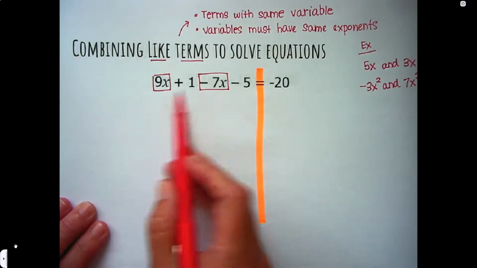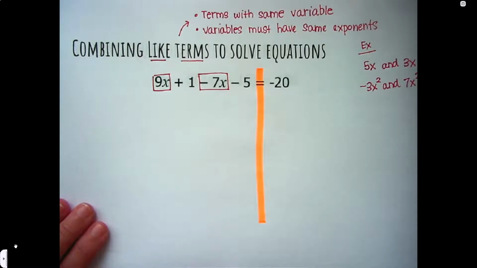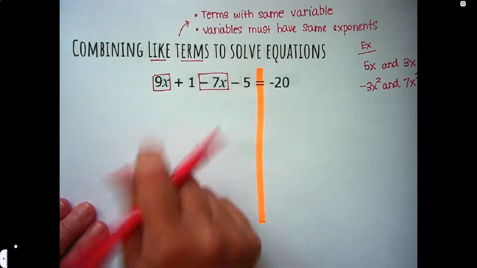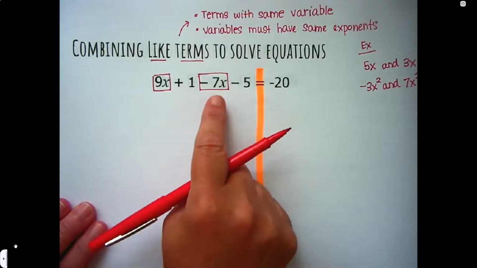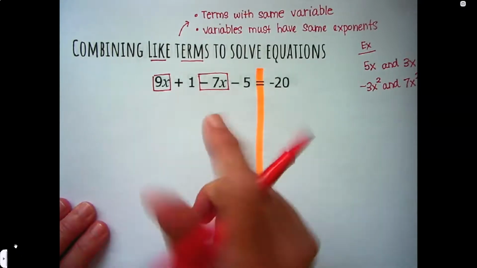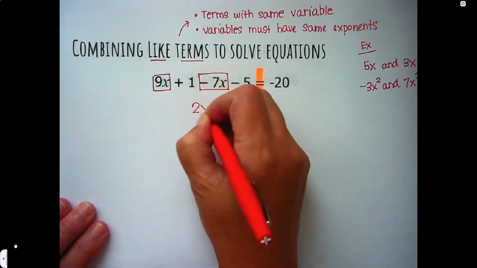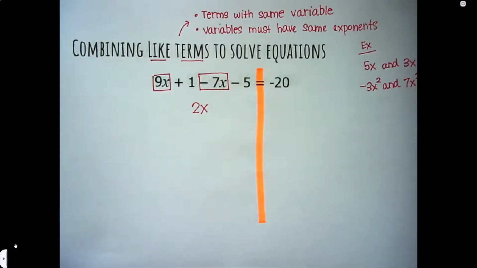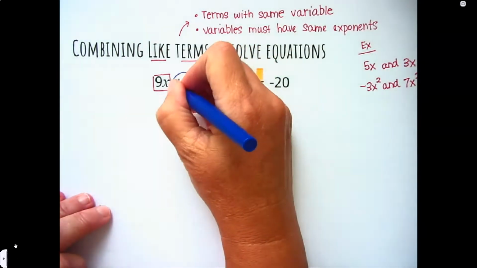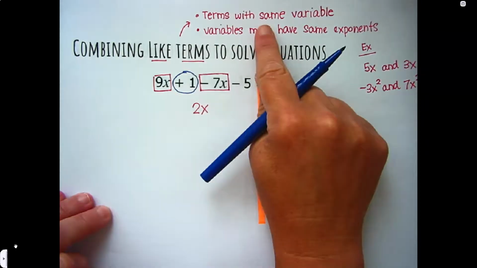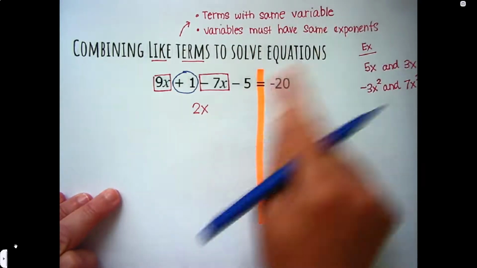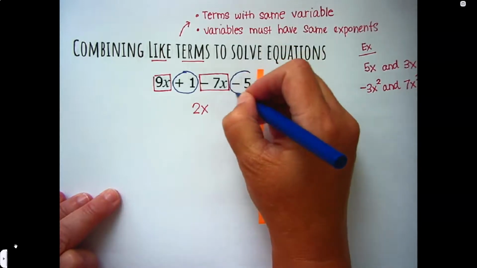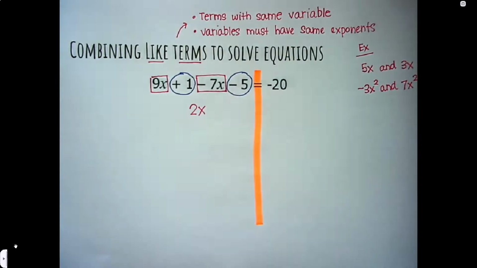So because these two terms are like terms, I'm going to combine those, and I'm going to do exactly what this problem says. It says to do 9x minus 7x. 9x minus 7x is 2x. So I've combined those two terms to make 1 out of it. Now, I want you to look at these other two terms that remain. I have my positive 1. Notice he doesn't have a variable. Okay? And then I have my negative 5. He doesn't have a variable either. So because they both don't have variables, that also makes them like terms. So I'll combine these as well.